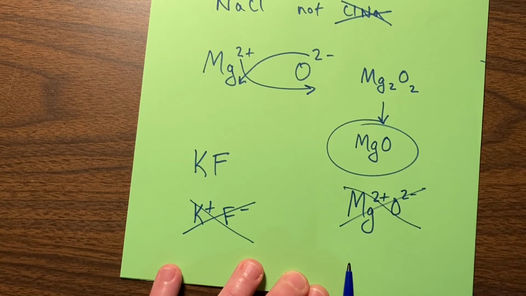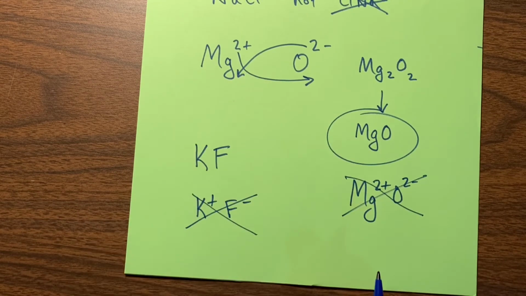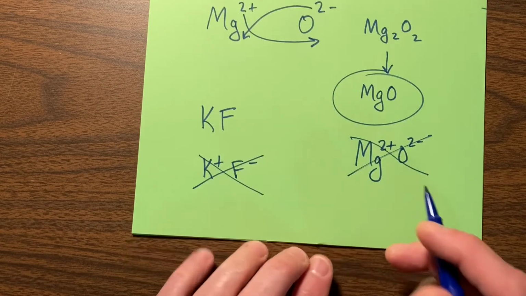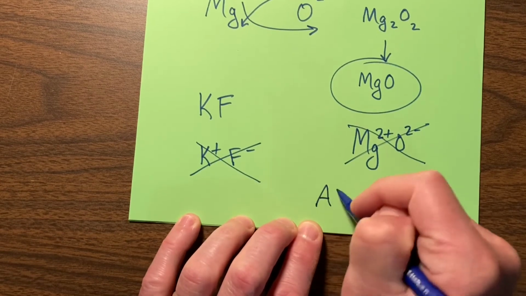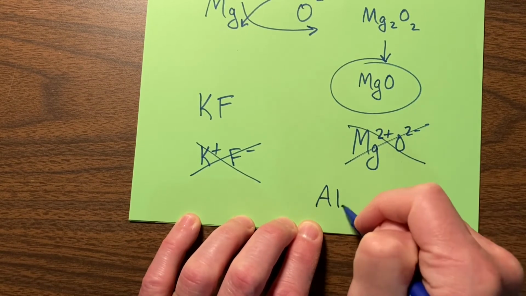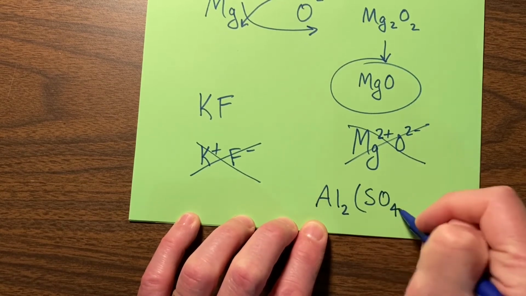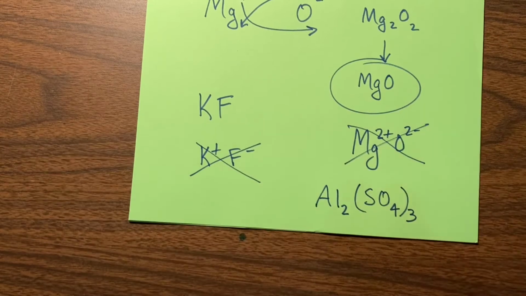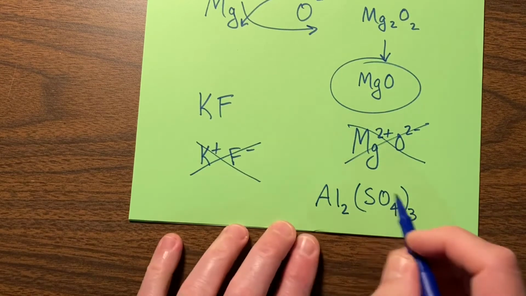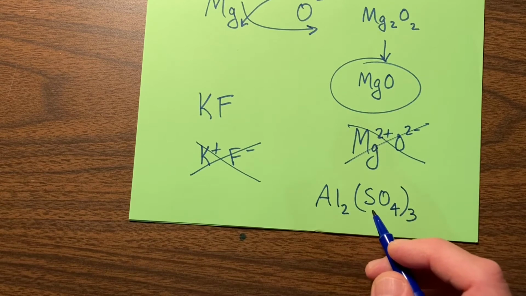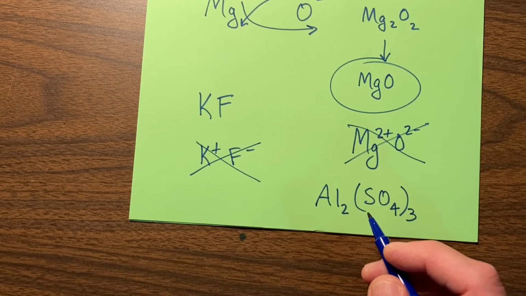And again, as I already said, you would use parentheses around a polyatomic ion. So the formula for aluminum sulfate is Al2 and 3 SO4 groups. You'd write the SO4 group in parentheses like that. It's going to take a little practice for you to recognize a polyatomic ion and write them correctly.